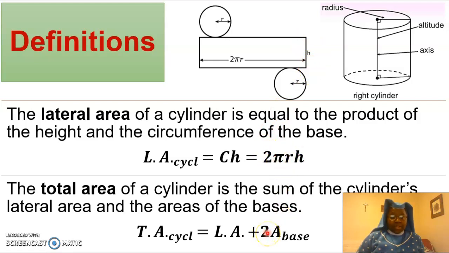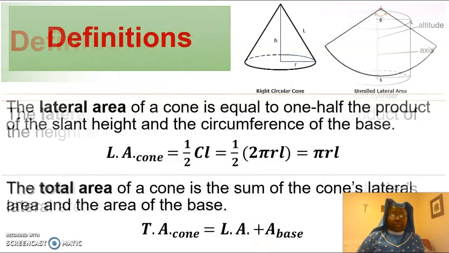When the cylinder has two bases, for example, sometimes you're asked to find the surface area of an open container that is cylindrical, then we don't have to multiply by 2. So watch out for when you need to multiply by 2 and when you don't.